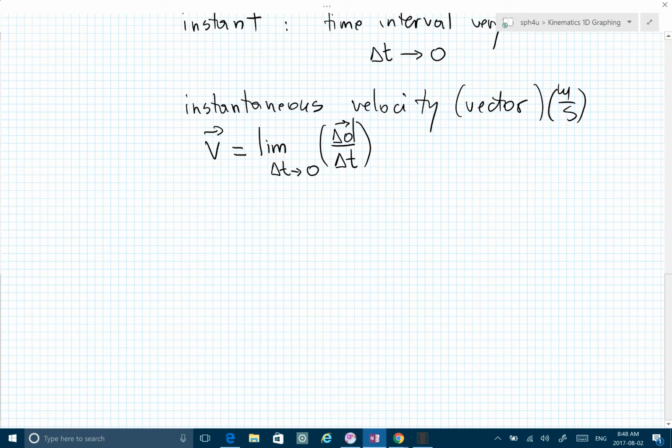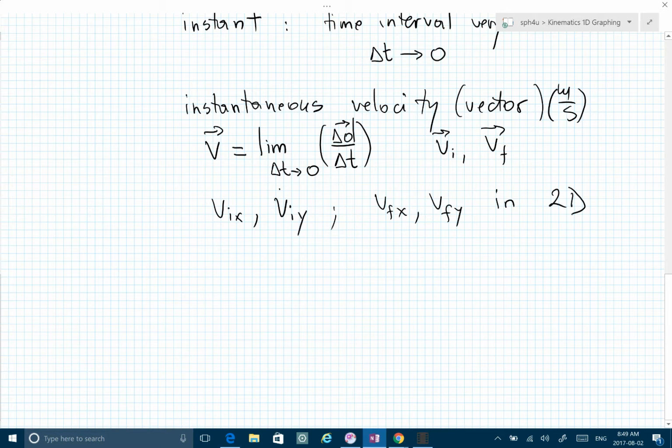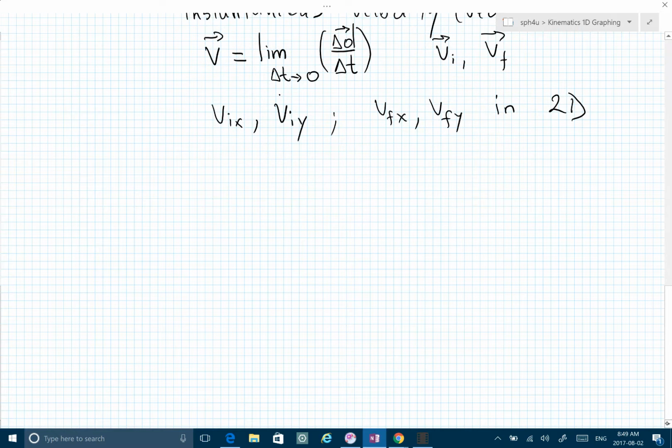The same idea, we have Vix. Actually, I'm not going to go into the limits, but we break it into components because we usually deal with initial and final velocities. So we have Vix and Viy, Vfx and Vfy in 2 dimensions, in anything with 2 dimensions. Obviously there will be a change in velocity, so we talk about acceleration.